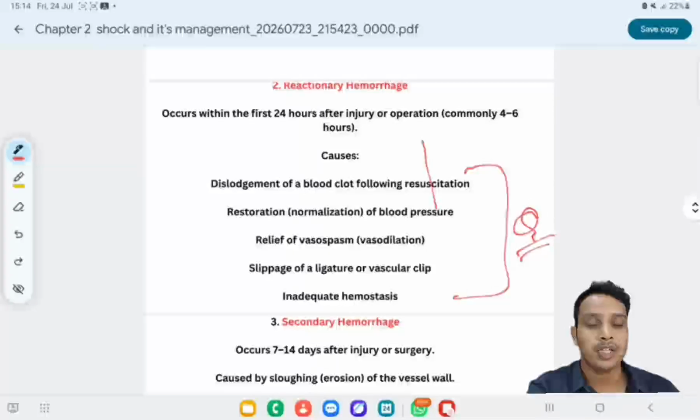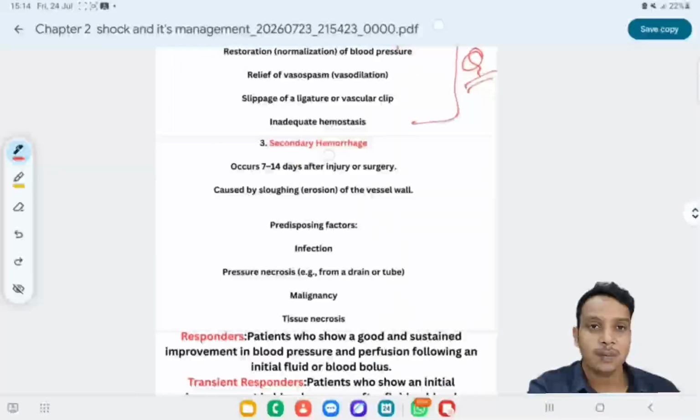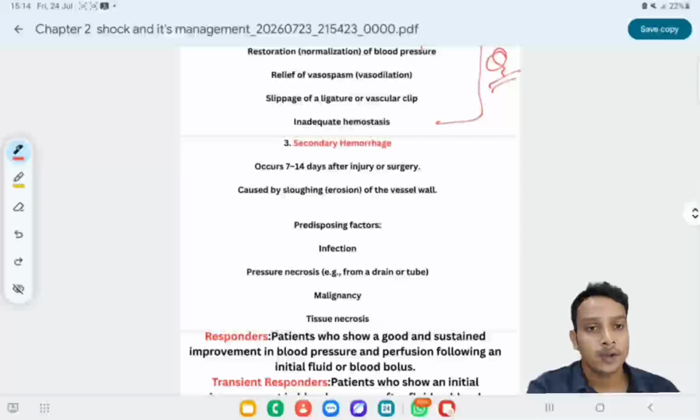Secondary hemorrhage happens on day 7 or day 14 post-operatively. Basically this happens because of sloughing or erosion of a blood vessel, due to infection. Suppose you have operated on an abdominal surgery and kept a drain. Because of the continuous drain pressure, there is a pressure necrosis of the vessel, leading to bleeding. Sometimes because of malignancy or infection, tissue necrosis will happen. This leads to secondary hemorrhage at day 7 or day 14.